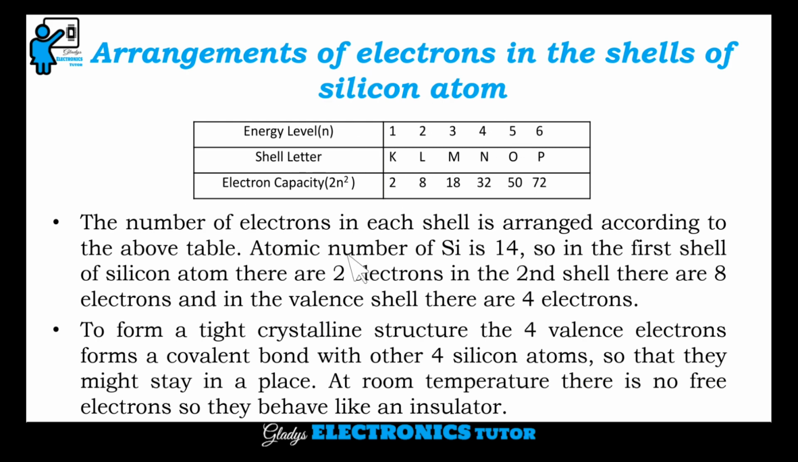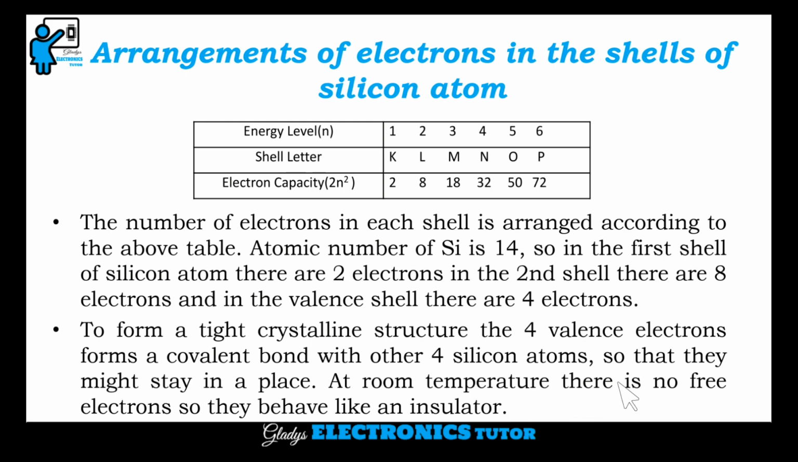So let us see an example. The atomic number of silicon is 14. In the first shell of silicon there are 2 electrons and in the second shell there are 8 electrons. So the leftover 4 electrons in 14 will be arranged in the valence shell. So in the valence shell there are 4 electrons. To form a tight crystalline structure, the 4 valence electrons form a covalent bond with other 4 silicon atoms so that they might stay in place.